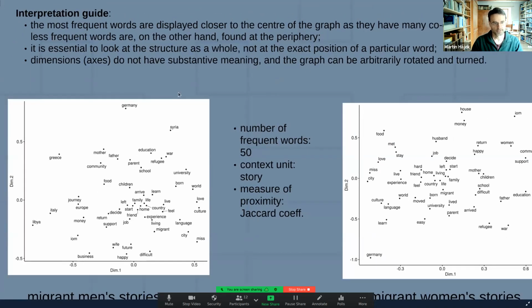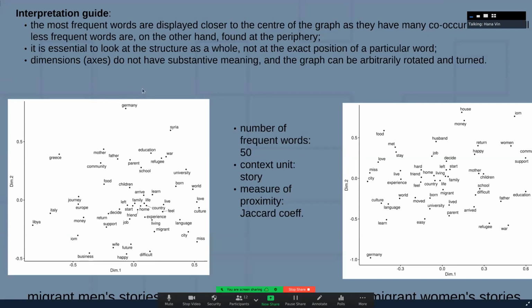This is one rule: that we have to start with the center and go further. And what is in the periphery of the graph is not really an important finding.